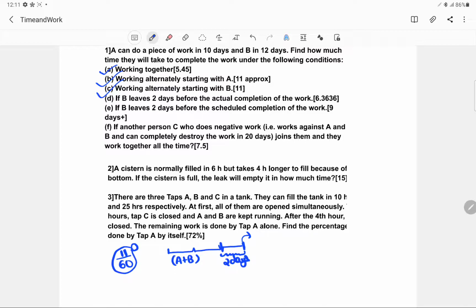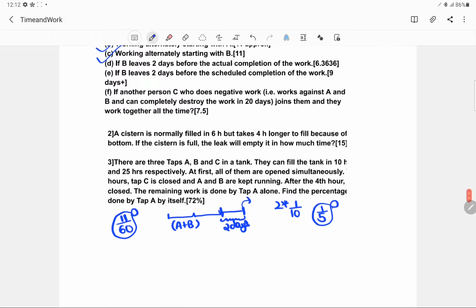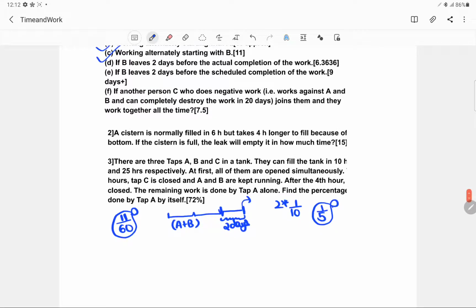So we can say, for the remaining 2 days who worked? Only A. Now if 1 day work of A is 1 by 10, then what would be his work for 2 days? Of course 1 by 5. So for 2 days, what is the amount of work? He basically ends up doing 1 by 5 work in these 2 days. So before that, 4 by 5 amount of the work was done.